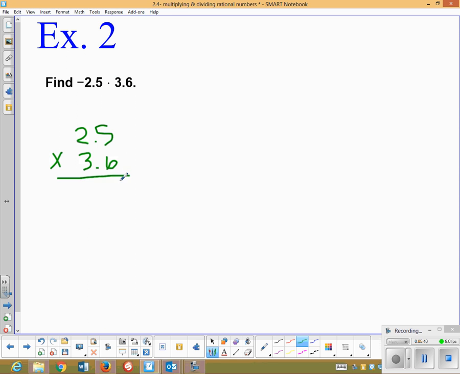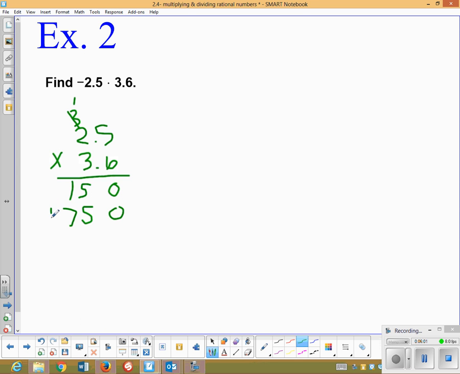Okay, so what we're going to do is we're going to multiply this like we normally would. 5 times 6 is 30. So we'll put a 3 on top here. 6 times 2 is 12 plus 3 is 15. You don't have to drop your decimal because we'll be counting them later. Placeholder, 3 times 5 is 15. We'll carry the 1 on top. And then 3 times 2 is 6, plus 1 is 7.